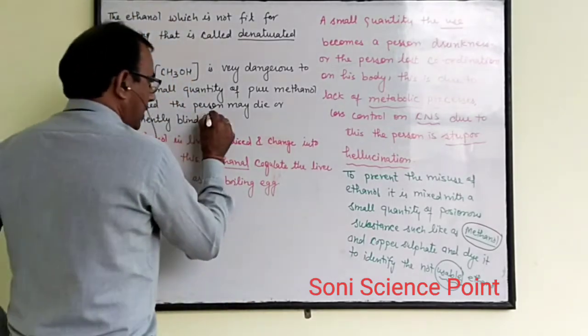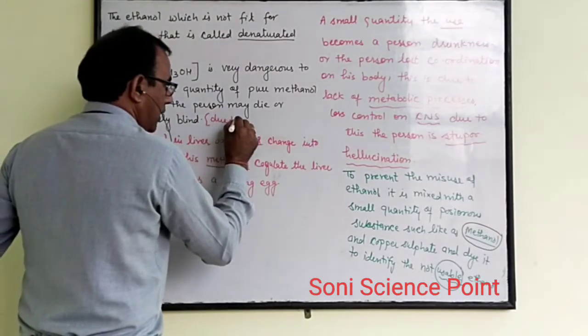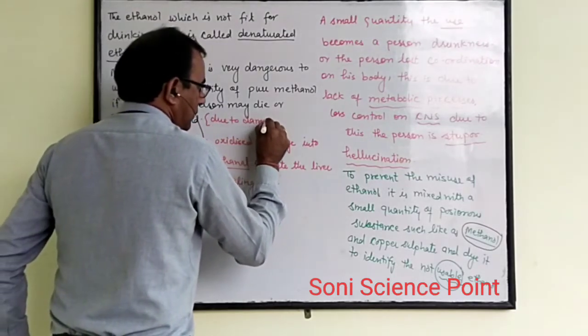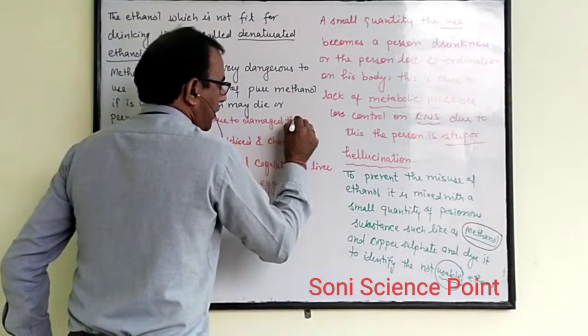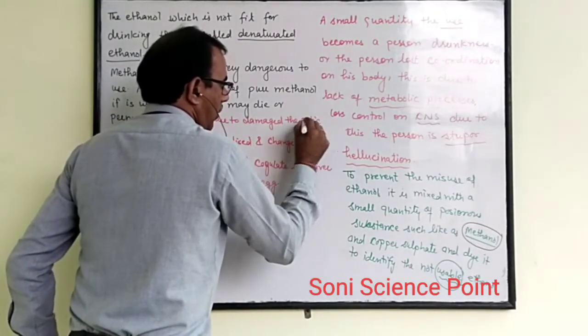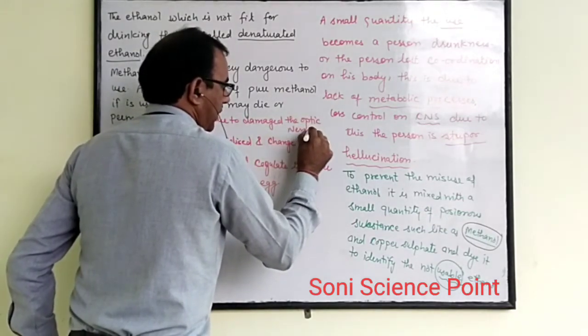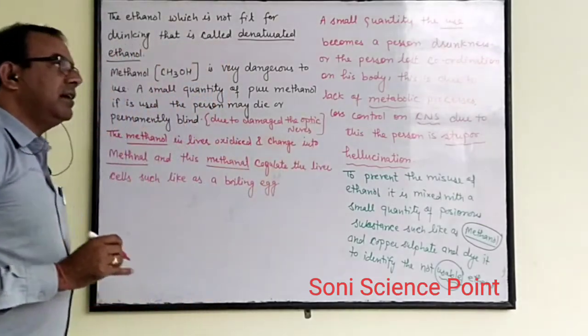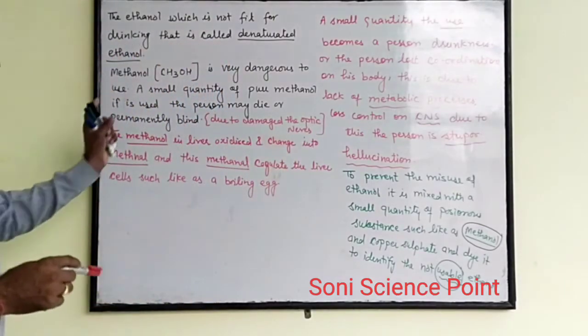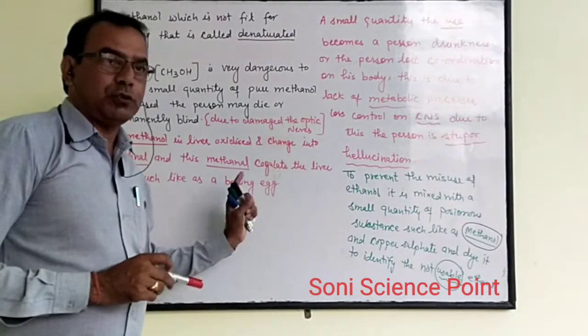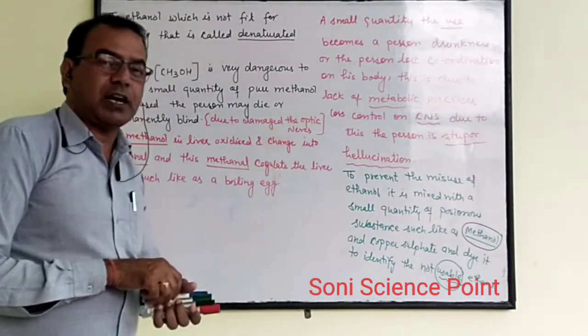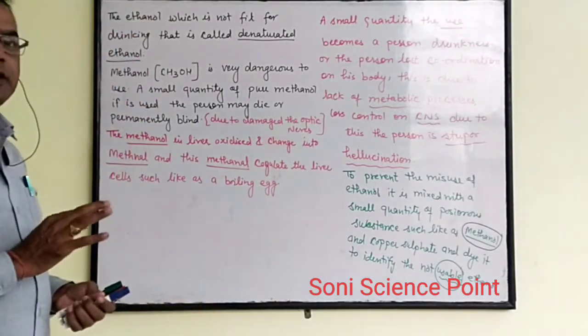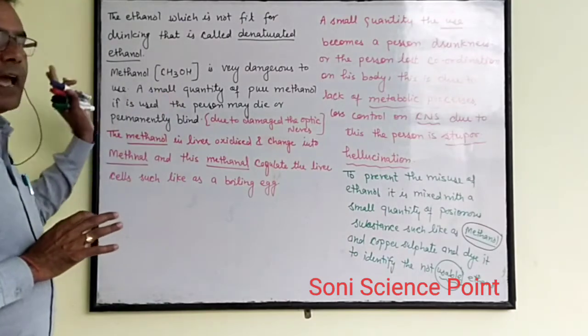Why will the person be permanently blind? Due to damage to the optic nerves, and due to the optic nerve damage, the person may be permanently blind. So this type of ethanol is not used. That ethanol is called denatured ethanol or denatured alcohol.